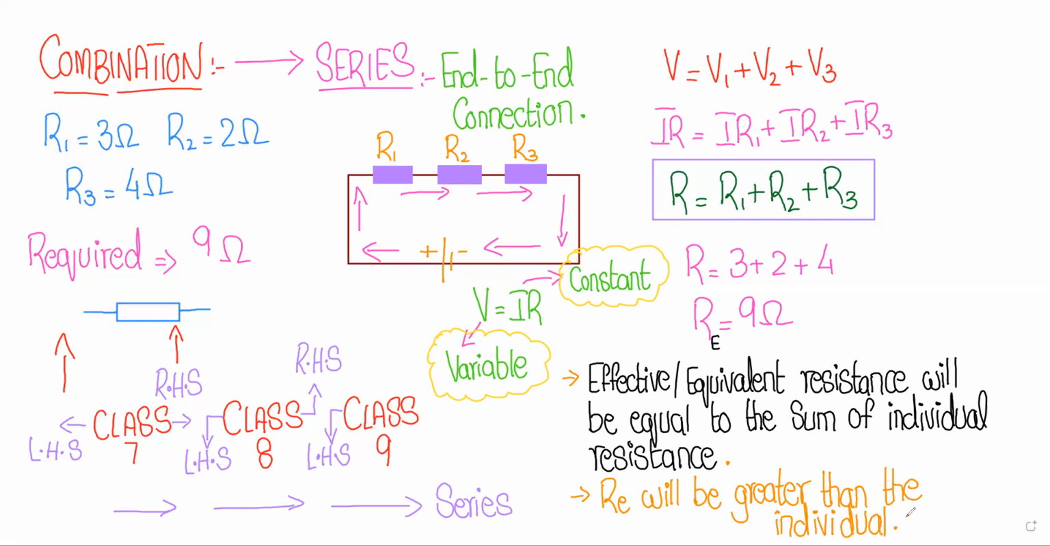So this is the first concept. Any confusion? No. Okay. Now if we talk about parallel combination, again in parallel combination we need three resistors, right? We are talking about the same three resistors. So three resistors are going to be like this.